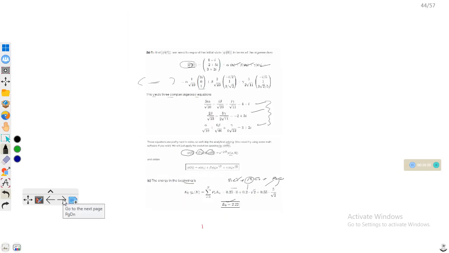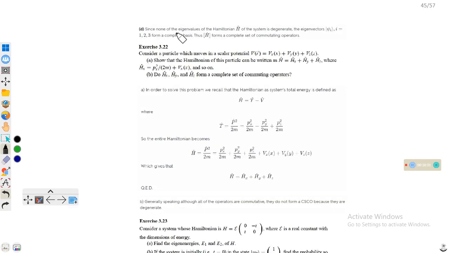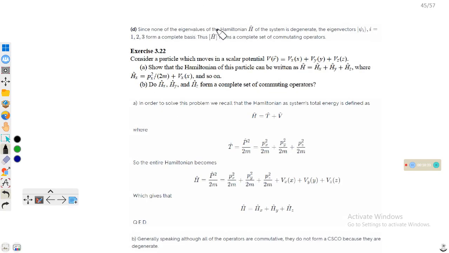For the last part, since none of the eigenvalues of the Hamiltonian of the system is degenerate, the eigenvectors psi i, with i equal to 1 to 3, form a complete set basis, thus H forms a complete set of commuting operators. Okay, so I will stop at this point.